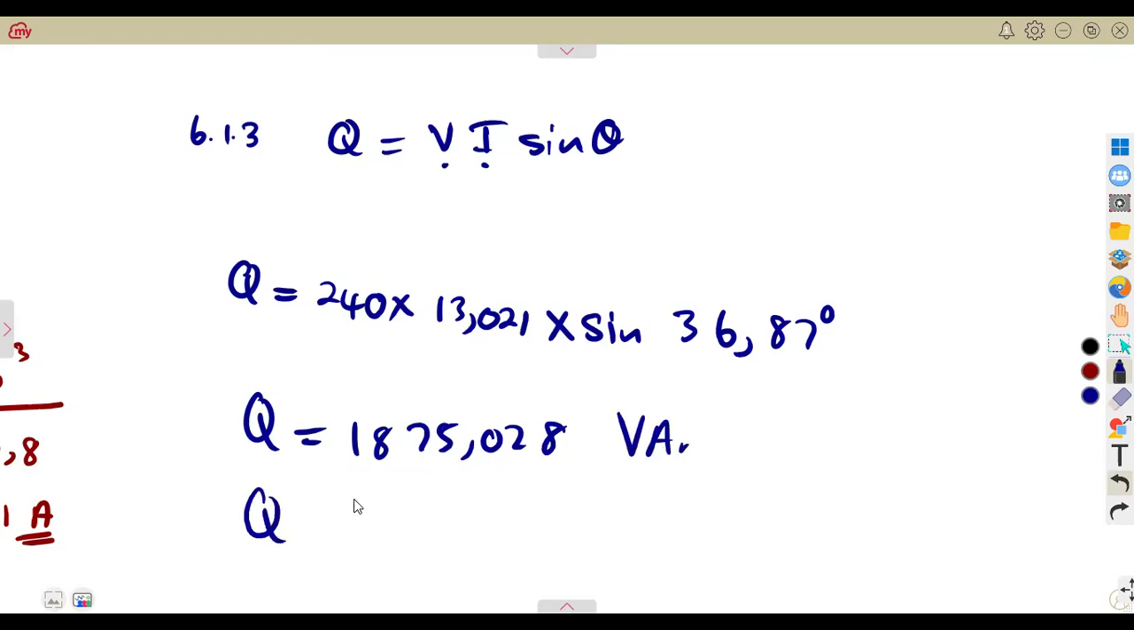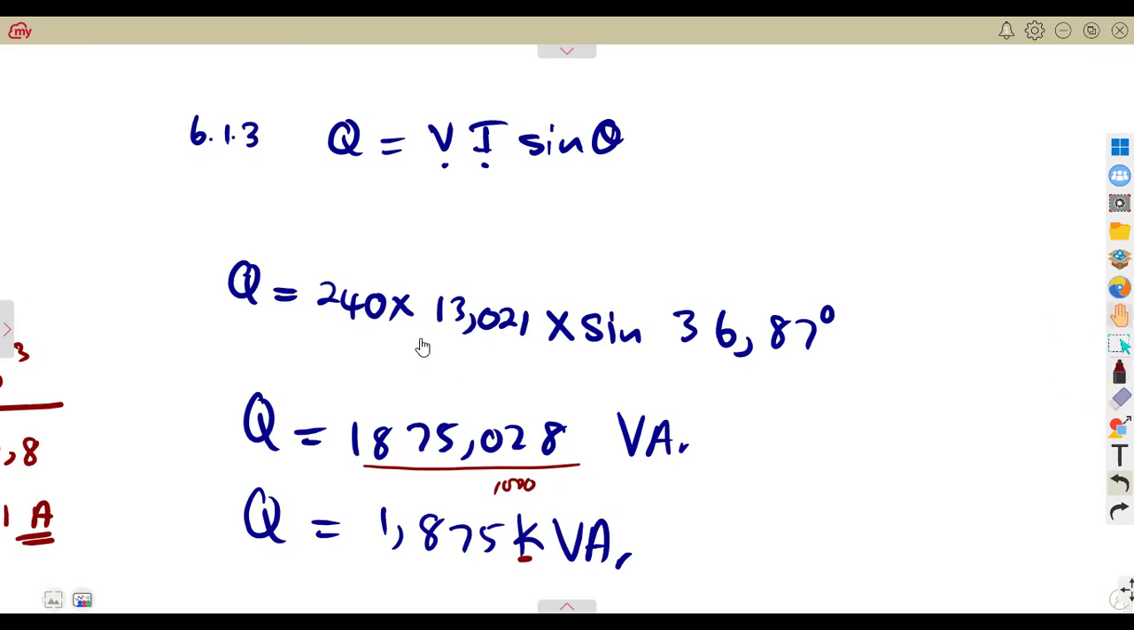You can also divide by 1,000. That is going to be 1.875 kilovolt ampere reactive. So to convert to this, we're just going to divide by 1,000, the kilovolt ampere reactive. That is the idea there.